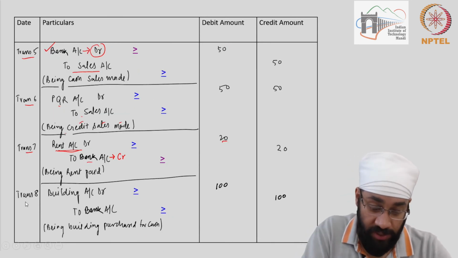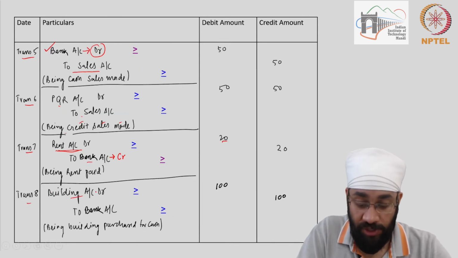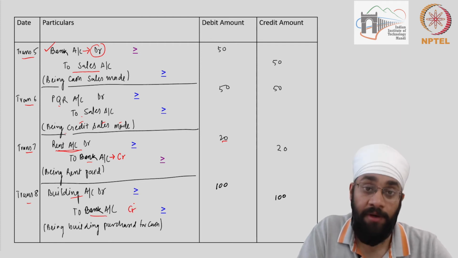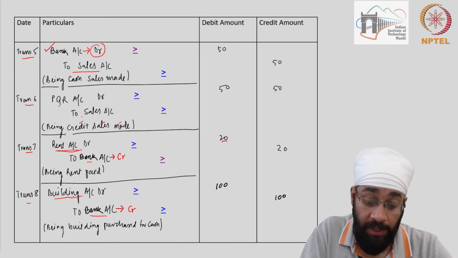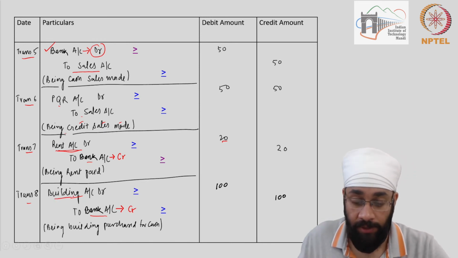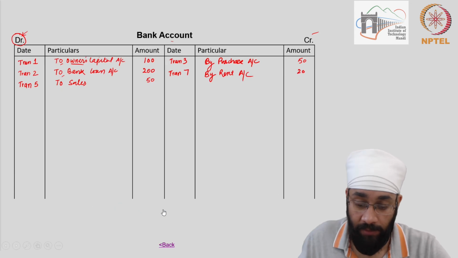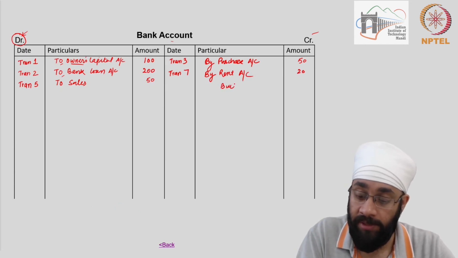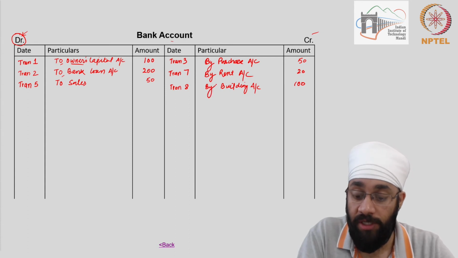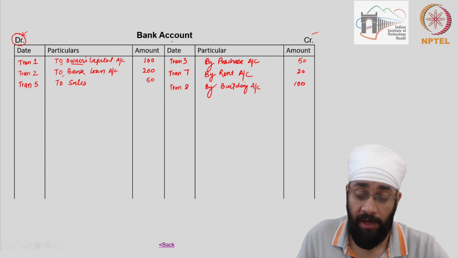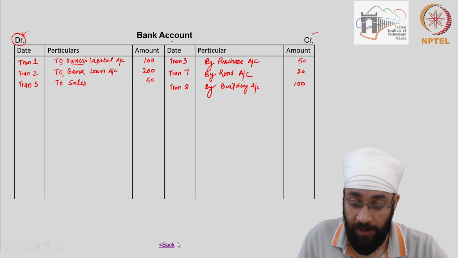Let us go to transaction 8. Building is being purchased, bank is being credited again. We go to credit side of the bank account and we write buildings account 100. So we're going to go to bank account and write building account 100, and this is transaction 8. And as the convention is, we write a "by" here. And done. Transaction 8 has been posted into bank account.